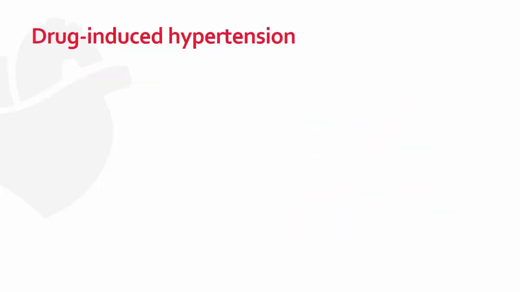We also need to look for potential causes of drug-induced hypertension. So as part of any assessment that we're doing with a patient, we should be doing a complete medication history, including the use of prescription medications, over-the-counter medications, as well as herbal products and illicit substances. By doing this, we can potentially identify medications that may be leading to an increase in the patient's blood pressure.